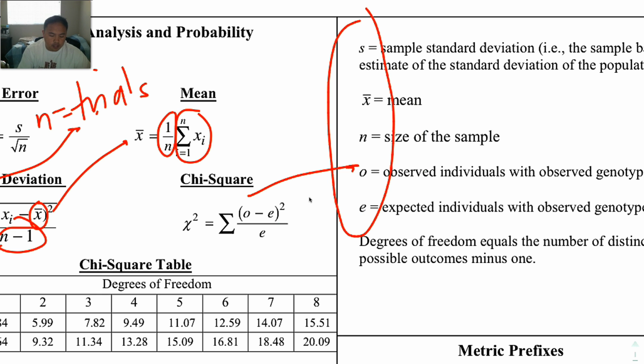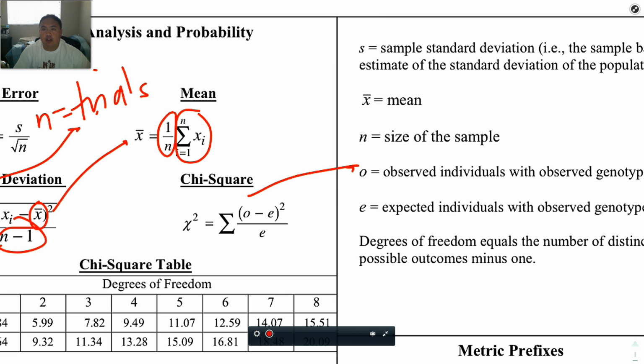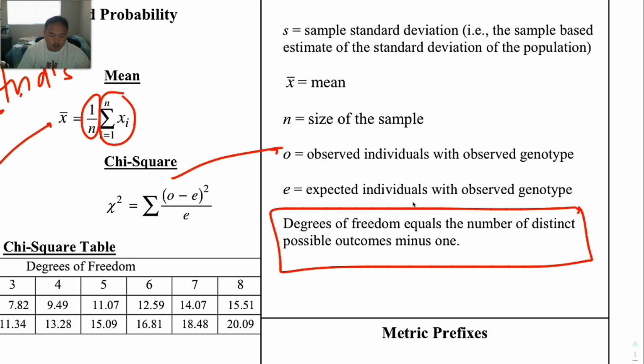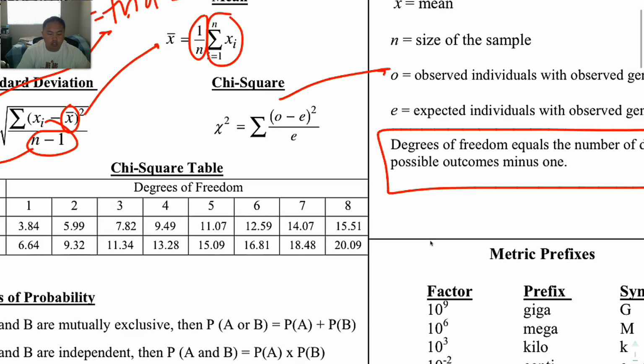And again, in case you forget anything, if you look over here, S is the sample standard deviation, X with a bar on top of it means mean, N is the size of the sample, or how many you have, O is observed, E is expected. And then this is very important because we never went over this. Degrees of freedom is the number of distinct possible outcomes minus 1. So you're saying, what the heck does that mean? So on to the next piece.